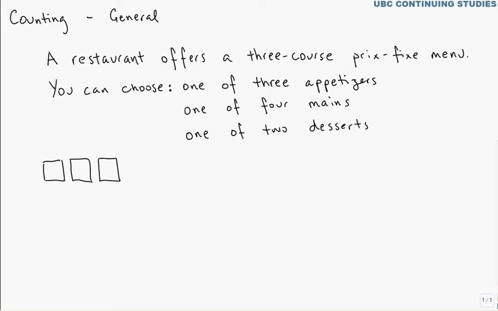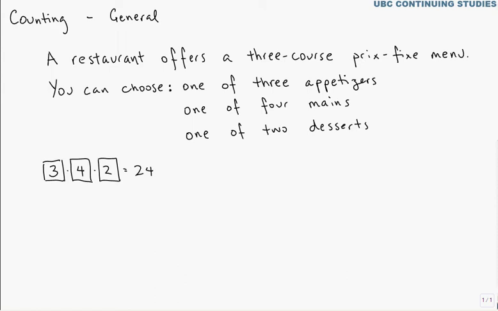Again, we can use the multiplication principle that we saw in previous lessons. We can say there are 3 appetizers, and then there are 4 mains and 2 desserts. And so the number of different meals we can have is 3 times 4 times 2, which is 24.